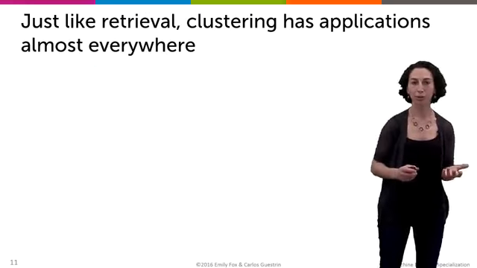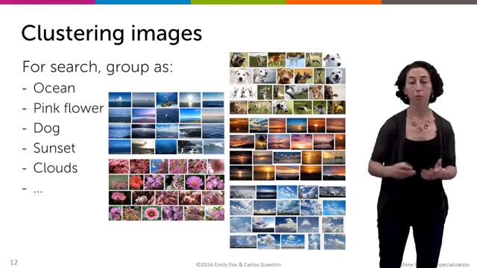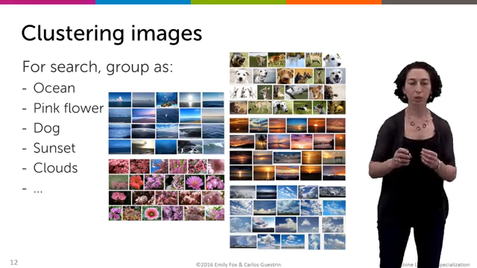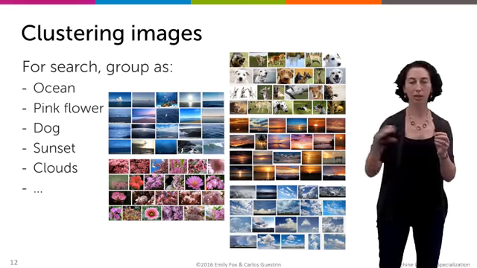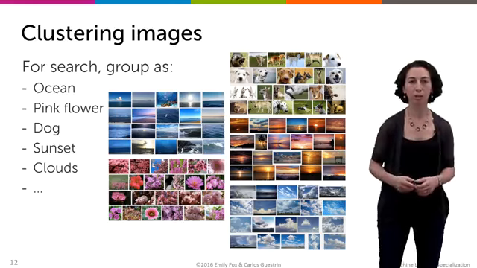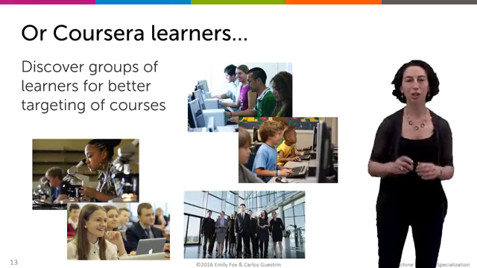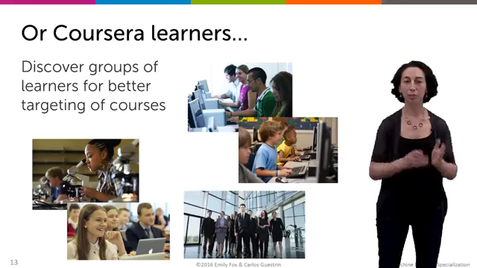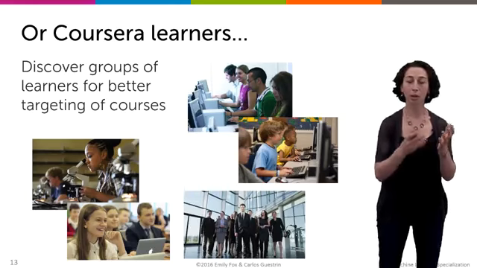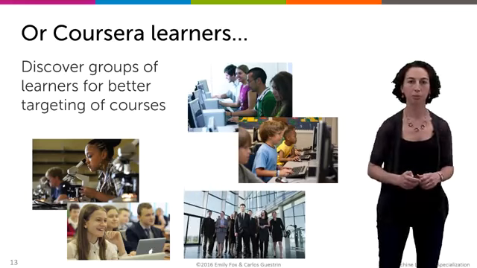And just like we saw for retrieval, clustering has applications almost everywhere as well. So maybe when we're doing image search, we don't just want to take a given image and provide a set of related images, but we might want to actually structure our data set where we're going to discover groups of related images. Or maybe we want to discover groups of Coursera learners like yourselves, where based on features of the user and past behavior on Coursera, we can find users who are related to one another and might have similar interests and use this to better target courses to the learners.